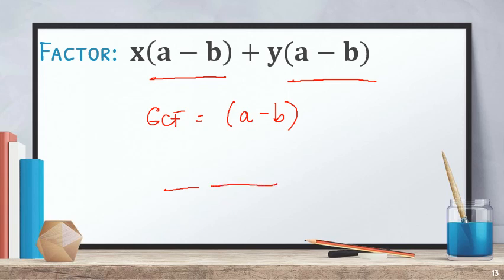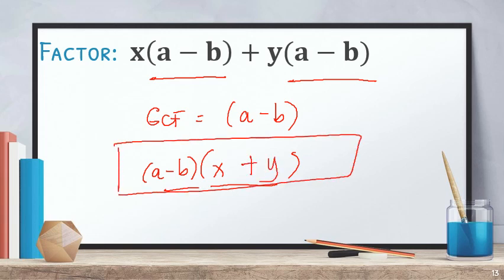So it's the same. Write your final answer as the product of two terms. So we have a minus b as our GCF, and for the next factor or for its cofactor, we will write the remaining terms, which is x and plus y. Therefore, our final answer now is quantity a minus b multiplied by x plus y.